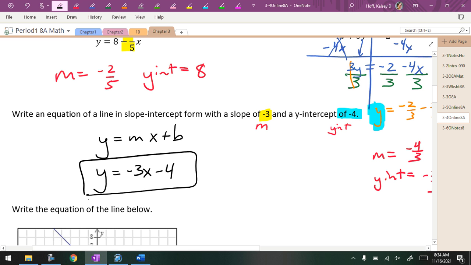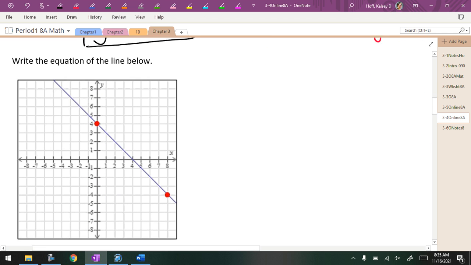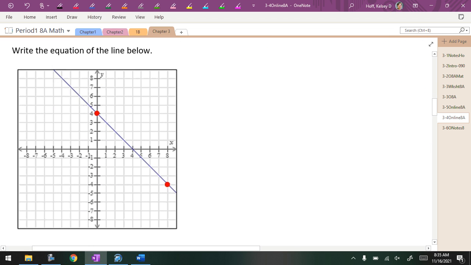Okay. Look at the next one. It's a graph. And it says, write the equation of the line below. We just wrote the equation of the problem up above. Y equals mx plus b. What two things did I have to know to be able to use that equation? What two letters do I have to fill in? M and B. M is your slope. We got to find the slope. And B is specifically your y-intercept.